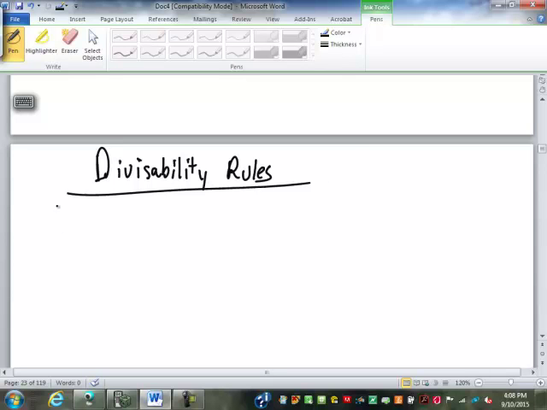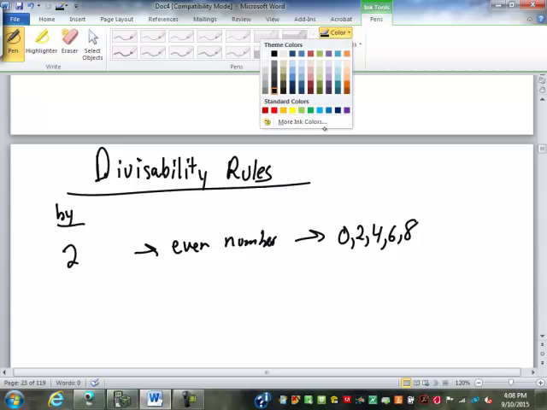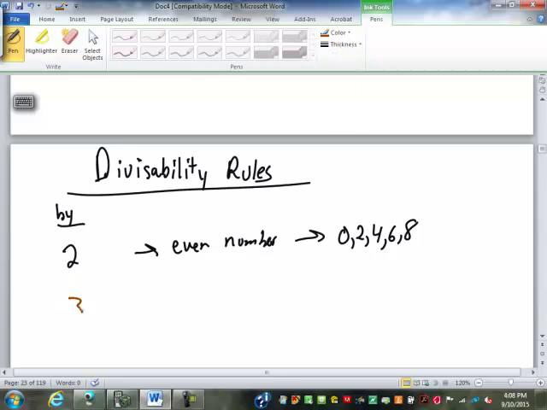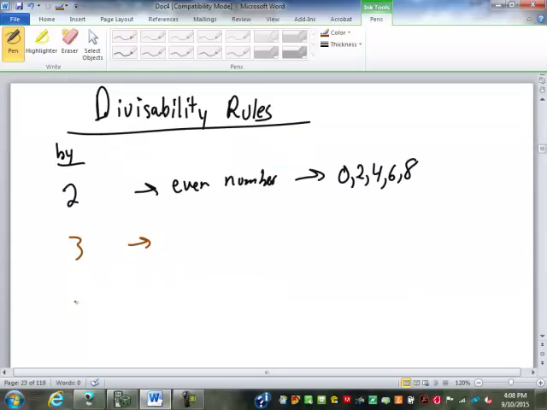How can I tell if something is divisible by 2? It's an even number. And by even number, that means it ends in 0, 2, 4, 6, or 8. Anybody tell me how to tell something is divisible by 3? Anybody remember? No. Nice try, but no. 6 is divisible by 3, and it's not.